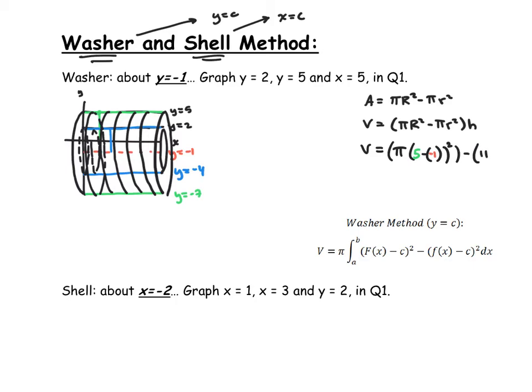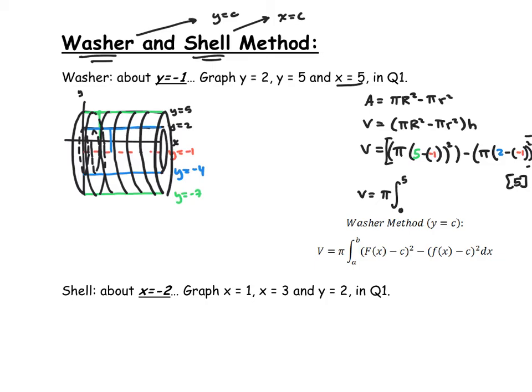minus pi times little r. Little r in this case is 2 minus a negative 1, squared, and then all of that, I'm going to run out of space here, all of that times our change in x, which was from, we wanted to go out to x equals 5. I didn't even write that out there. Times 5.